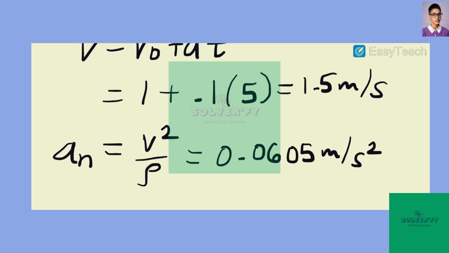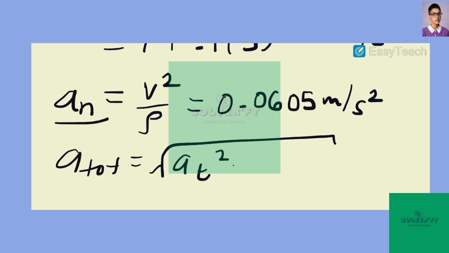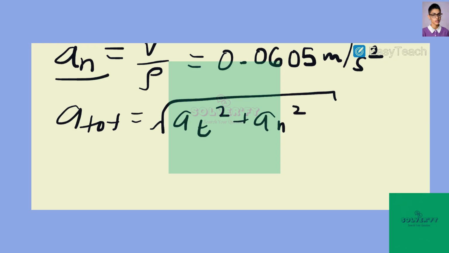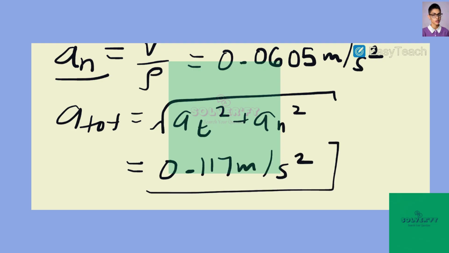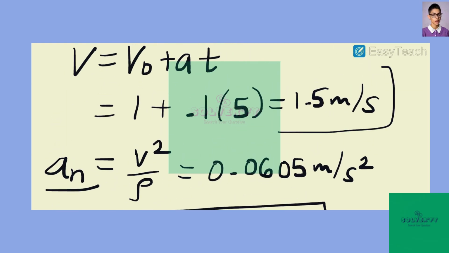Using this piece of information, we can go ahead and calculate our total acceleration, which is going to be made up by this normal and our tangential acceleration that's given to us. So we'll see that a total will simply be the square root of a_t squared plus a_n squared. Remember that a_t is given to us as 0.1 meters per second squared. So this gives us a total acceleration equal to 0.117 meters per second squared. So this is one part of our answer, and also our answer is our velocity at 5 seconds.